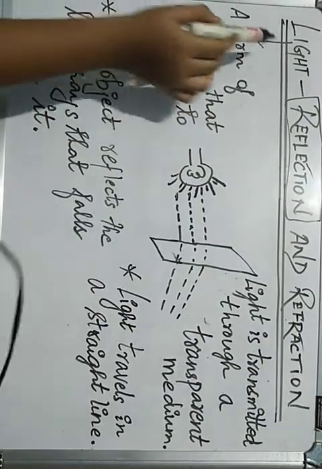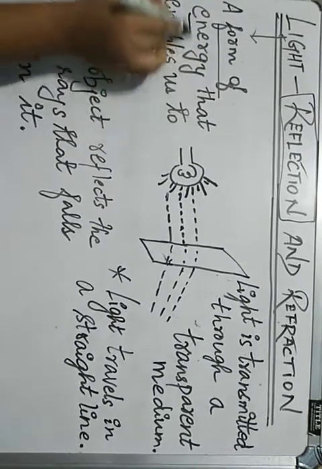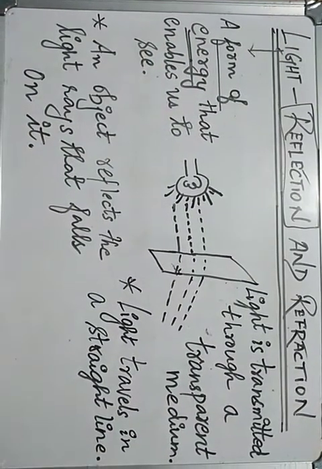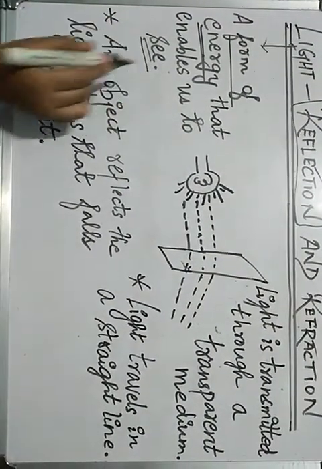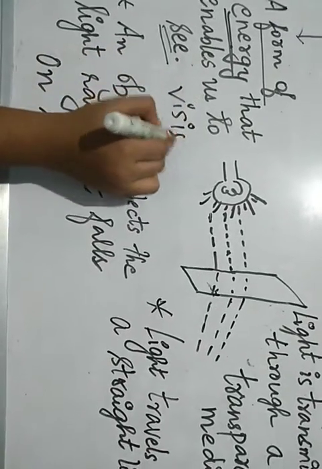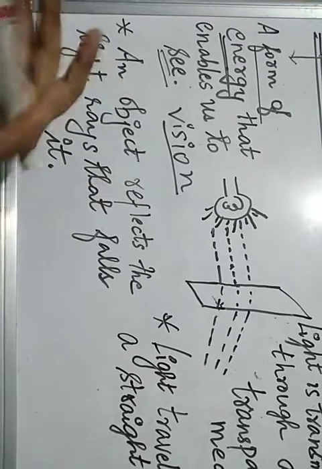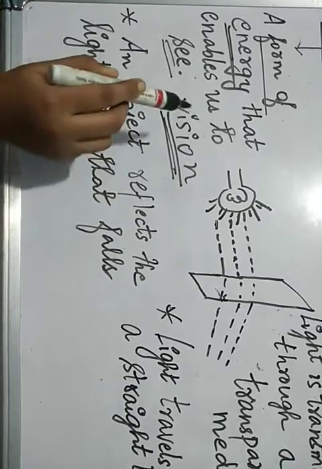Now, what is light? Light is a form of energy, and this form of energy enables us to see. It gives us a sensation of vision. It is because of light that we are able to see. We have this vision because of light.